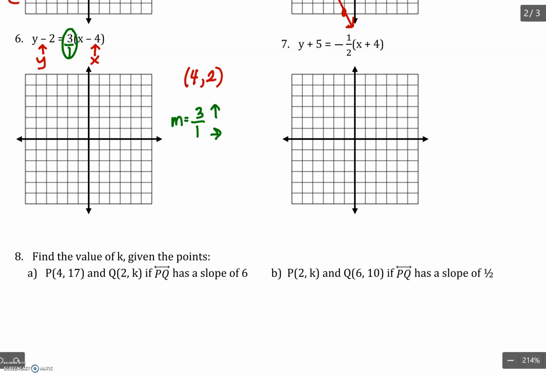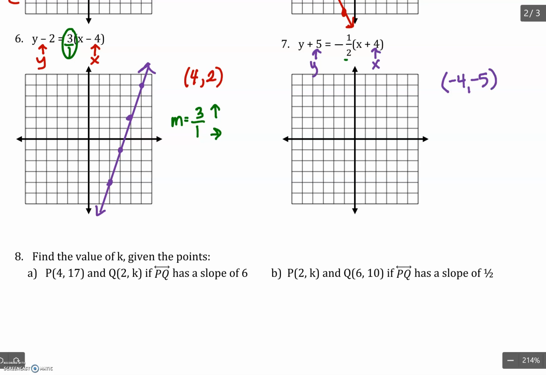So we're going to plot (4, 2), and then go up 3, right 1, and down 3, left 1, and then we can connect to make a line. And we've plotted from point slope form. And then number 7, we're going to do the same thing. So again, remember, this is going to be your y and this is going to be your x, but the signs will switch. So it'll be -4 and -5.